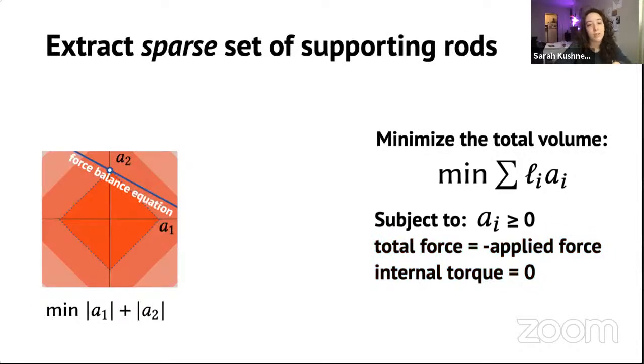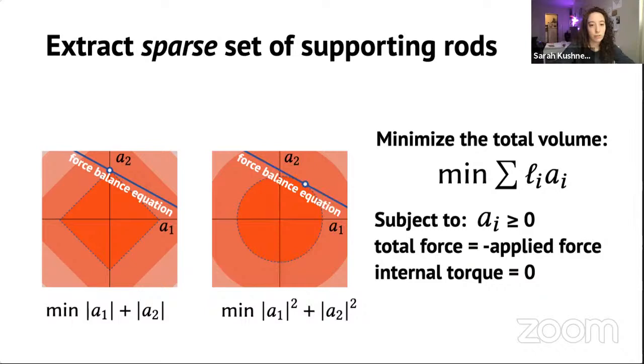Because we are minimizing the volume as opposed to the squared volume, we can guarantee we get the sparse set of supporting rods because most rod areas go exactly to 0. Here you can see a plot of the sum of areas, and the solution is where our linear constraints meet these isolines. And in this one, they land on a corner, which means that the value of A1 is exactly 0. This is opposed to the sum of squared areas where our linear constraint intersects at a point where both A1 and A2 are non-zero.